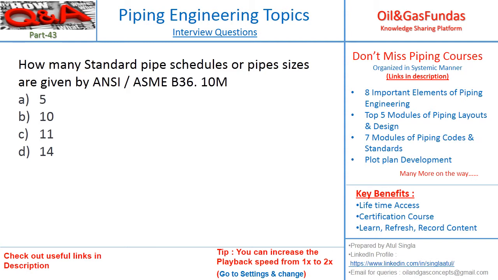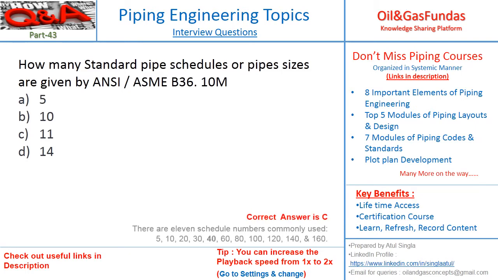Option A 5, B 10, C 11, D 14. Okay, the correct answer is C. There are 11 schedule numbers commonly used. For example, schedule 5, 10, 20, 30, 40, 60, 80, 100, 120, 140 and 160. So total 11 schedule numbers are there which are used in 36.10 or we can say 36.19 also.